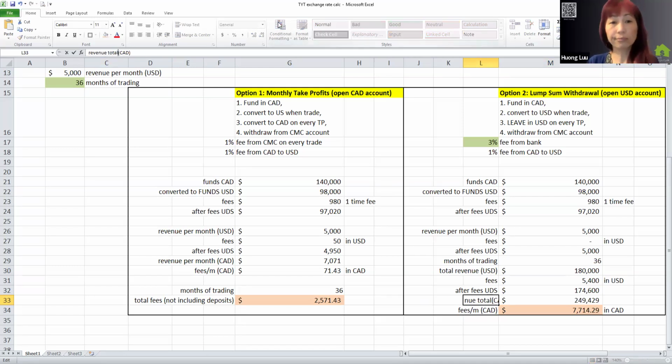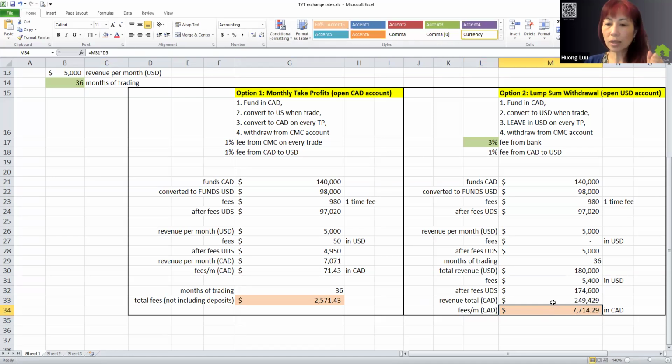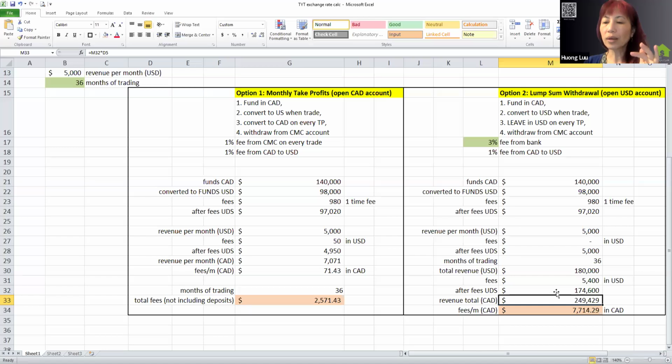Revenue total. Okay, so the reason why it's so high is because, oh no, what happened? Oh yeah, 249,000. Okay, so at the end of the 3 years, I'm going to make $249,000. And so that's why my fees have gone up in proportion to that 3%, because it's on the total amount that I've made.